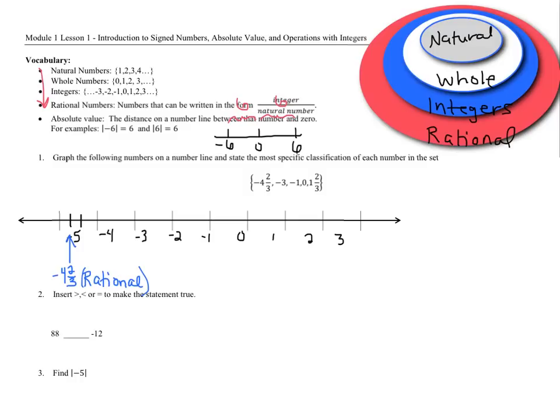Now we want to label negative 3. Well, we already have negative 3 on our number line. To classify this, I should first recognize that negative 3 is in fact a rational number because it can be written as negative 3 divided by 1. Furthermore, it is an integer, a negative or positive whole number. But I can't go one step further to whole number since it does have that negative. So the most specific classification for negative 3 would be integer.